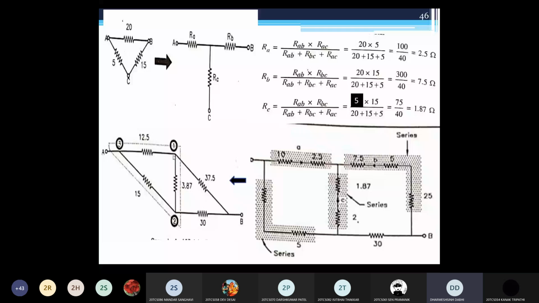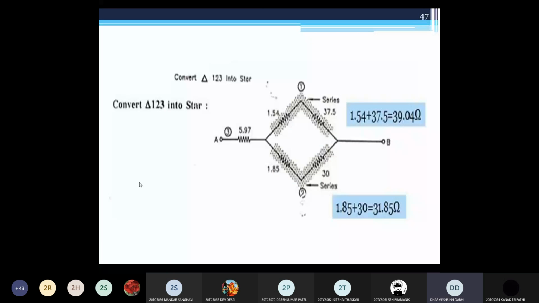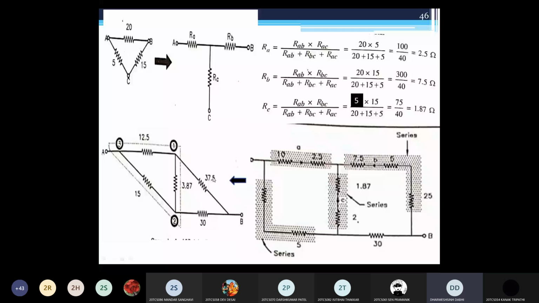Clear? So here first I convert this delta, which is between 1, 2, and 3 point. It means 12.5, 3.87, and 15 ohm. First I convert this delta into star fashion. Okay. So you can see this. I get the equivalent resistance like this way. First of all, convert this delta into star, this point between 1, 2, and 3, and give the answer of RA, RB, and RC, or whatever you want to give the name, R1, R2, or R3.